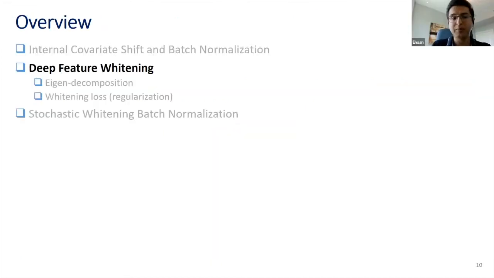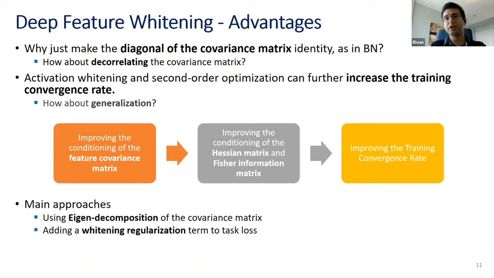So next, I'm going to talk about feature whitening. How is feature whitening correlated with batch normalization? What we're really doing in batch normalization is that we have the covariance matrix, and we want to make the diagonal of the covariance matrix an identity. This is a result of the standardization that we're doing. It means that we're dividing each of those by its standard deviation, and as a result, the covariance matrix is supposed to have an identity diagonal.